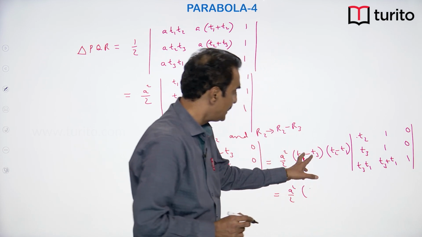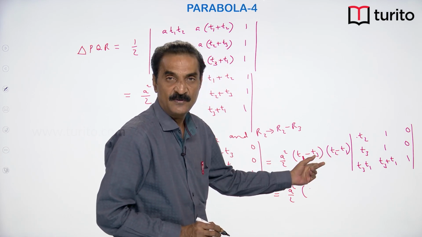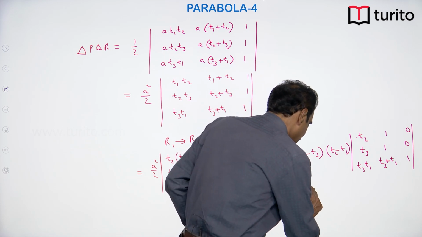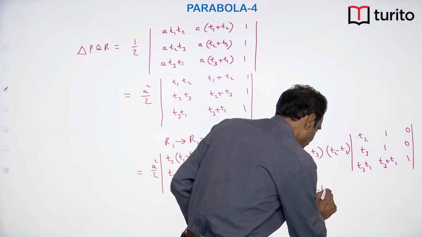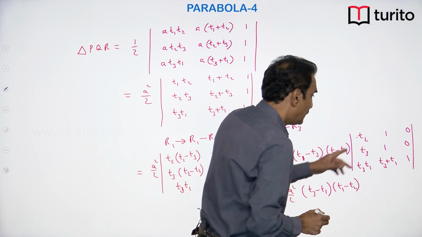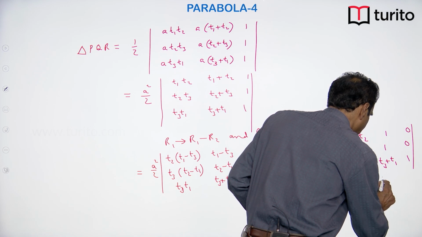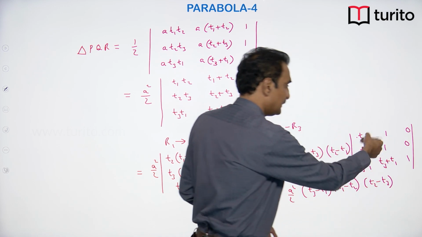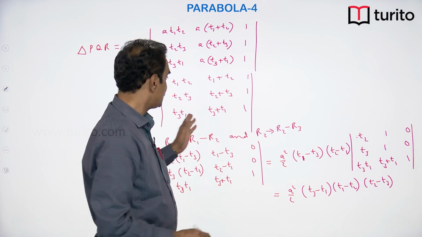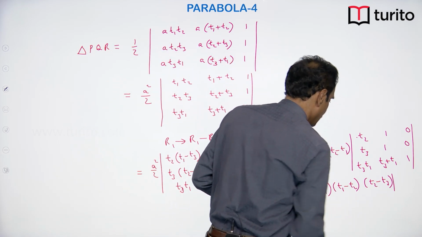At the same time, we can modify these two as T3 minus T1 into T1 minus T2. And this will be T2 minus T3, this expansion. Since this is also area, we have to write mod, whole mod.